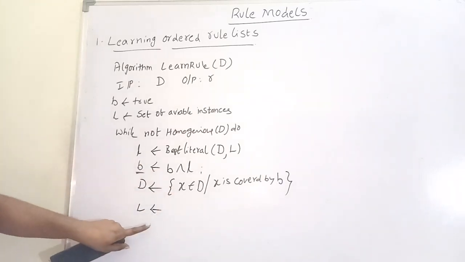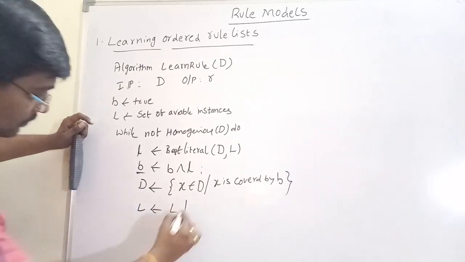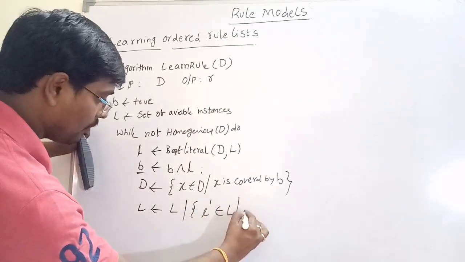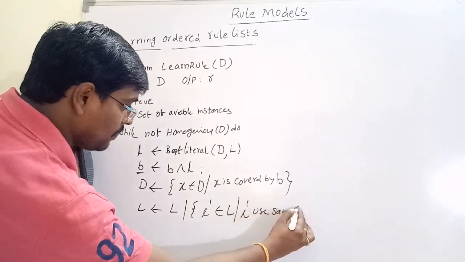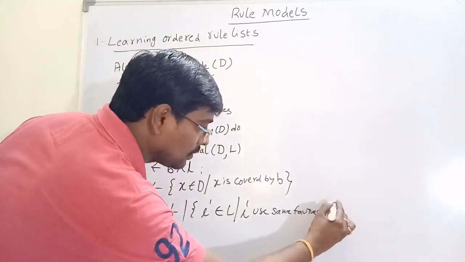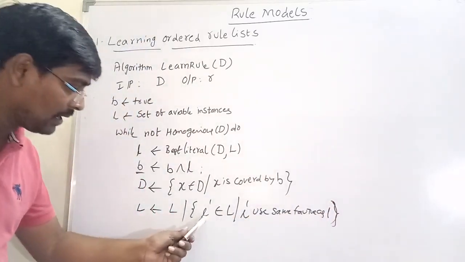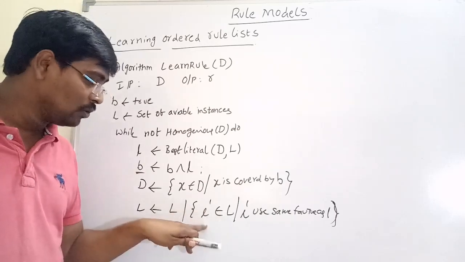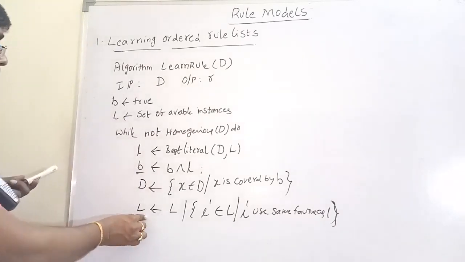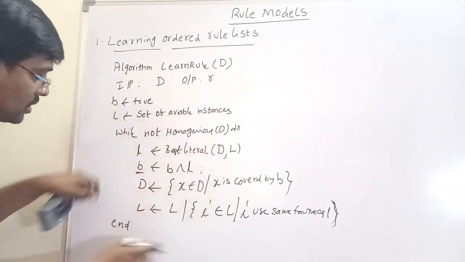The set of available instances is updated: L dash belongs to L, where L dash uses the same feature as L. That means the value of L is updated, picking an element from the set of instances and removing the elements, so that the available instances are also updated. This is the end of the while loop. The entire procedure is completed.